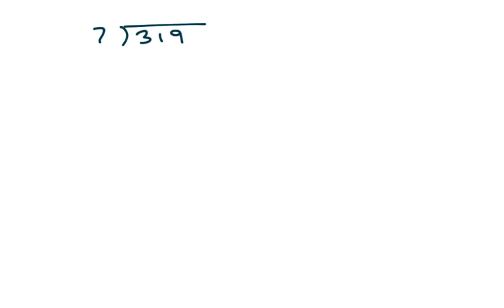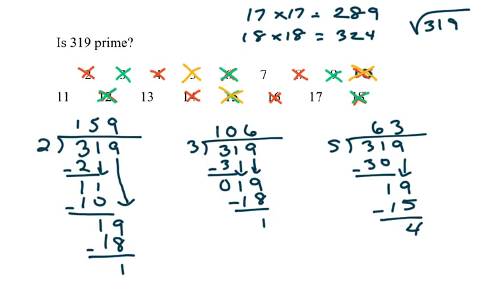319 divided by 7. And so we have 7 times 4 is 28. That gives us 3 left over. Bring down the 9. 3 times 5 is 35, and that gives us 4 left over. So 7 and multiples of 7 will not divide into 319. So in our list it's 7 and 14. Next we'll try 11.